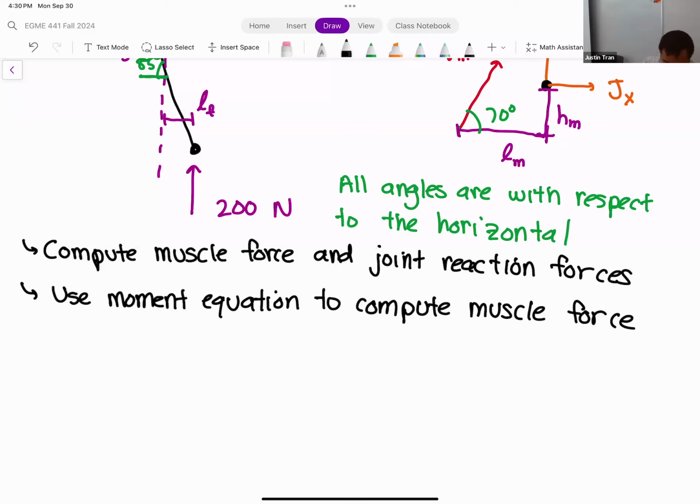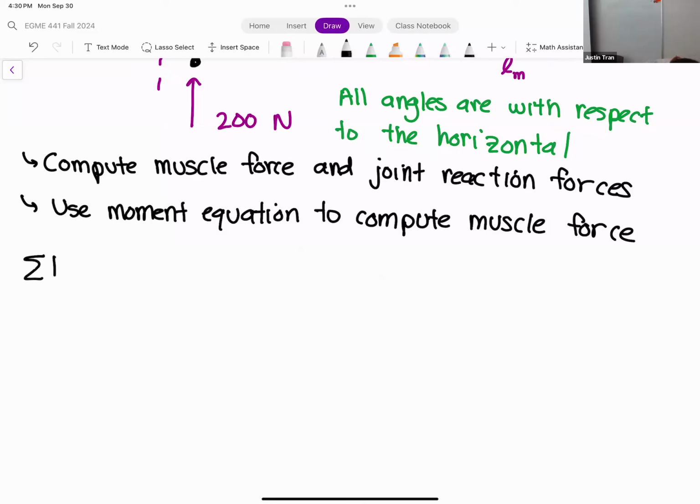Okay, so let's sum the moments, and we're going to sum the moments around the hip joint. And so we need to factor in all of our forces here. Okay, so we have three forces here that we need to account for in our moment equation. We have the muscle force, we have the weight of the leg, and we have the ground reaction force from the ground. Okay. Let's do the contributions from the weight of the leg and the ground reaction force first.